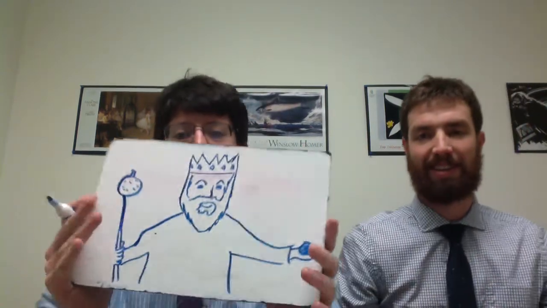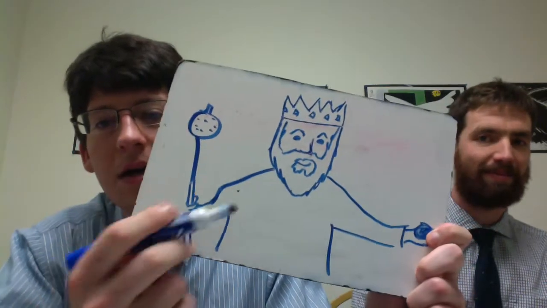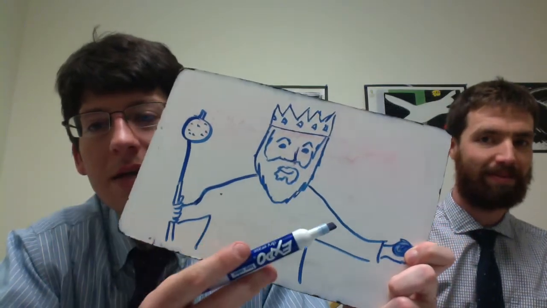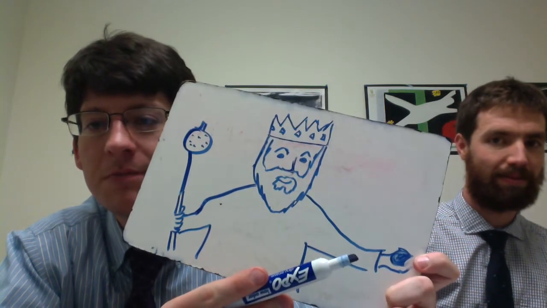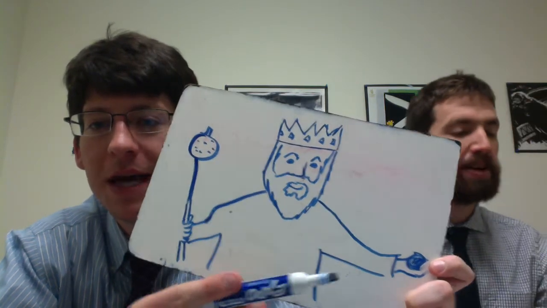This is an absolute monarch holding a scepter in one hand and a small globe in the other. So if you've seen Frozen, you know that that's like a symbol of absolute power.